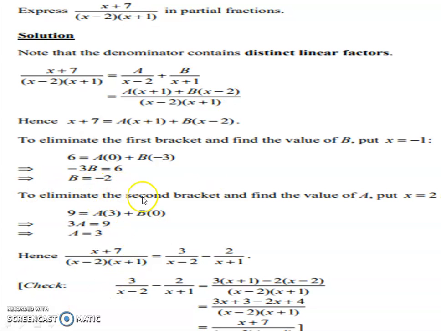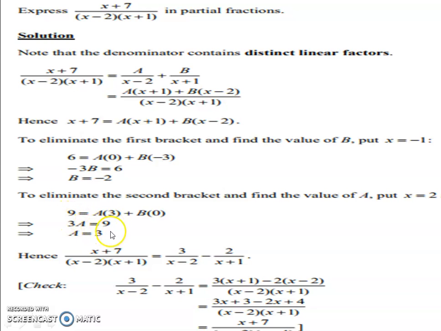Now to eliminate the second bracket and find the value of a, put x equal to 2. Given part is x minus 2, we put it equal to 0, that means x equal to 2. So that's why we put x equal to 2 on the left hand side and right hand side. So 2 plus 7 is 9. Capital A, 2 plus 1 is 3, bracket complete. Plus capital B, 2 minus 2 gives value 0. So B into 0 is 0.